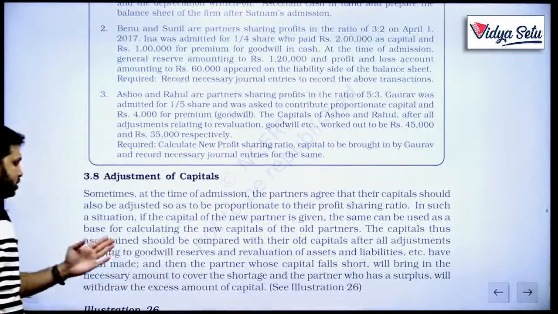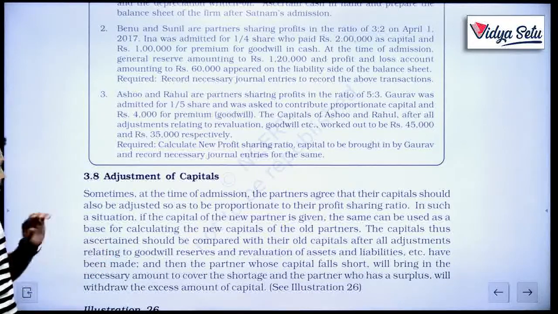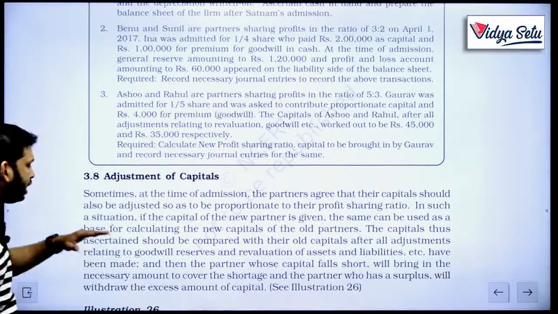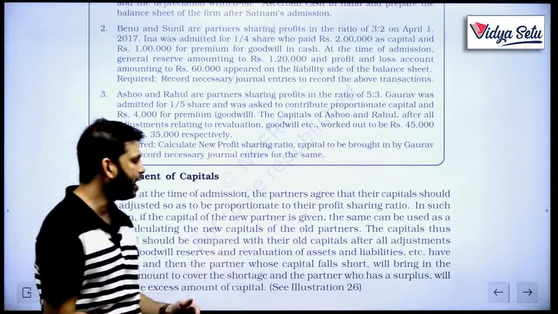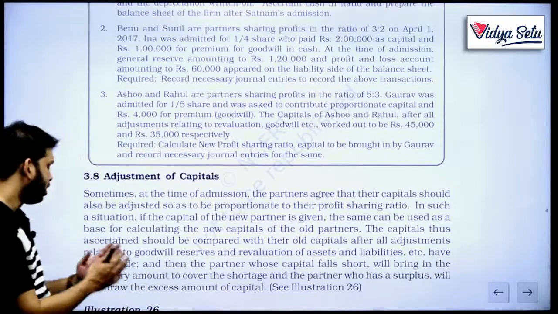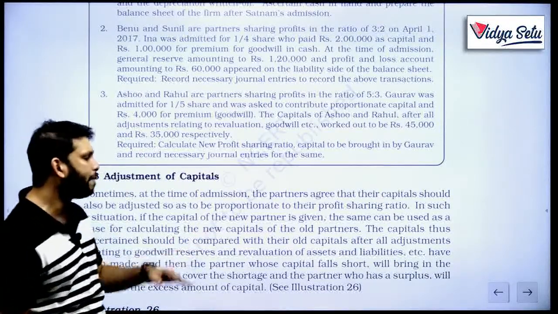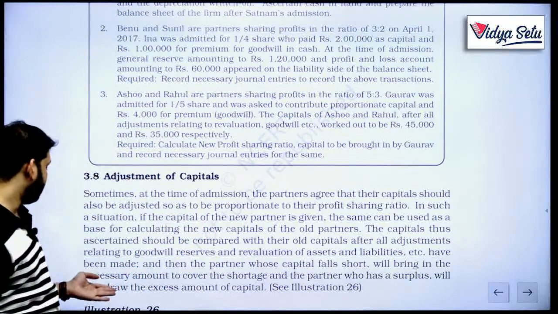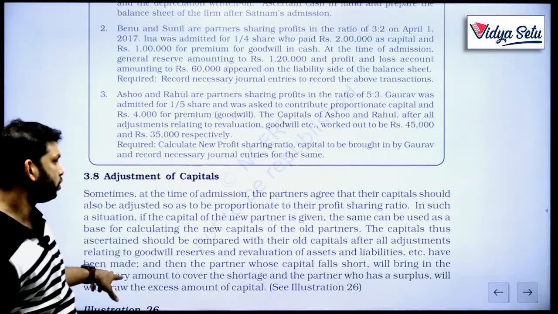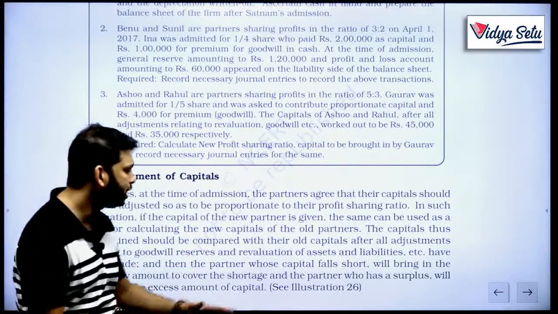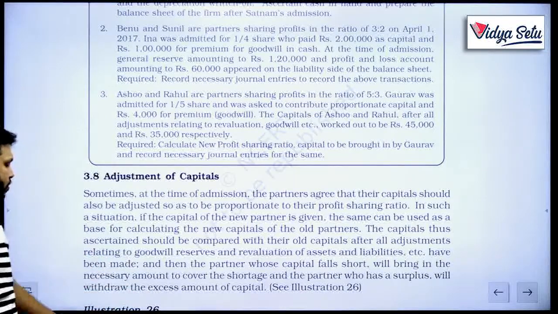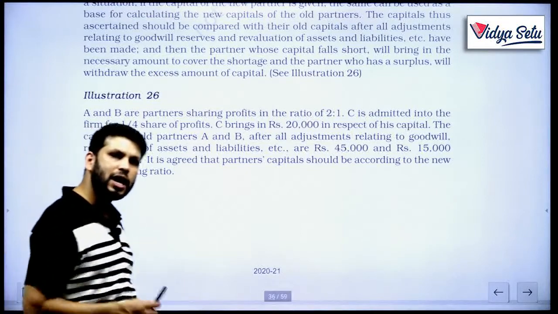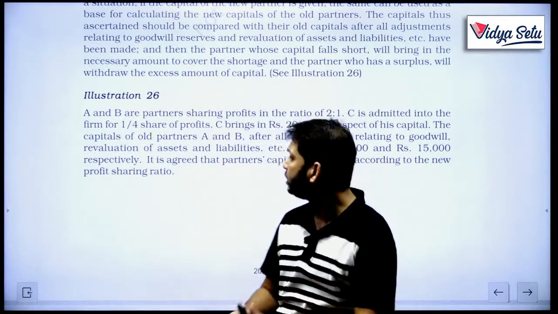The capitals thus ascertained should be compared with their old capitals after all adjustments relating to goodwill, reserves and revaluation of assets and liabilities, etc. have been made. And then the partners whose capital falls short will bring in the necessary amount to cover the shortage, and the partner who has a surplus will withdraw the excess amount of capital. So let's see this illustration 26 and we'll understand this topic, how it is to be done.